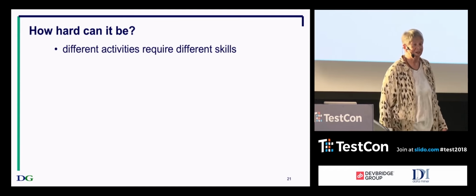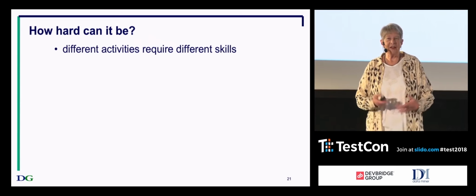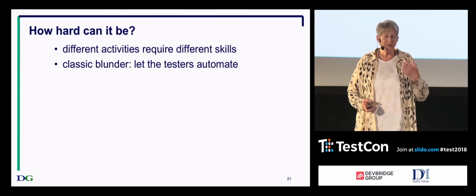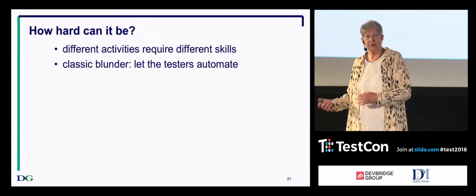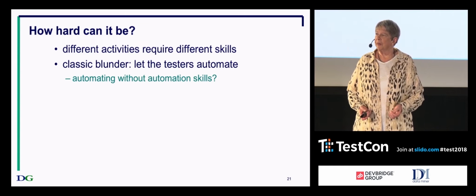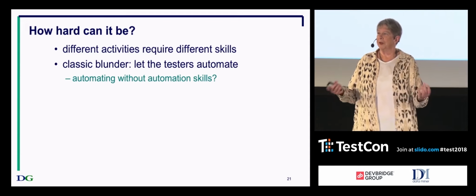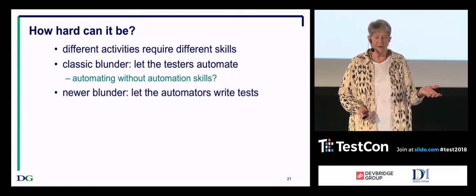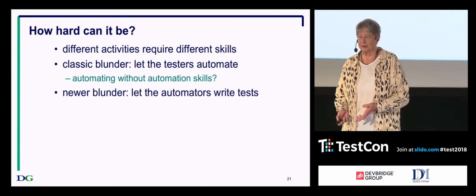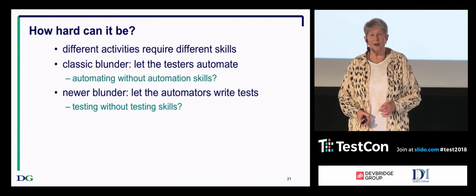How hard can it be? But different activities require different skills. Not everybody can be a tester. Not everybody can be a test automator. The classic blunder is just to let the testers automate, which I showed you with the architecture. And then we've got people who are automating without automation skills. But a newer one, now that we have multidisciplinary teams, we're going to let the automators write the tests. Because who needs testers? Because the automators can write the tests, because they're automating the tests. And now we have people writing tests who don't know anything about testing. And I don't think that's good either.